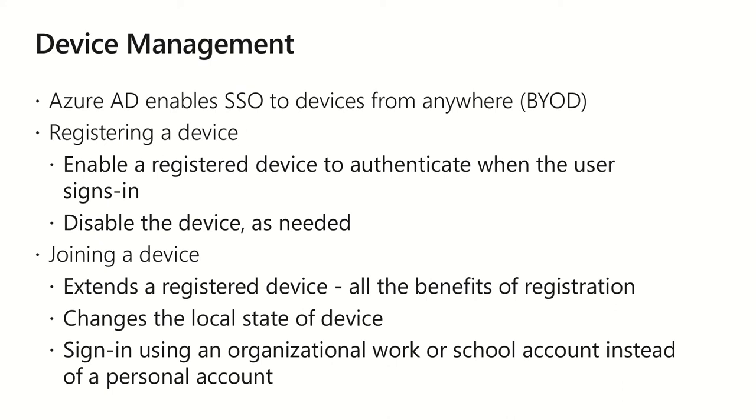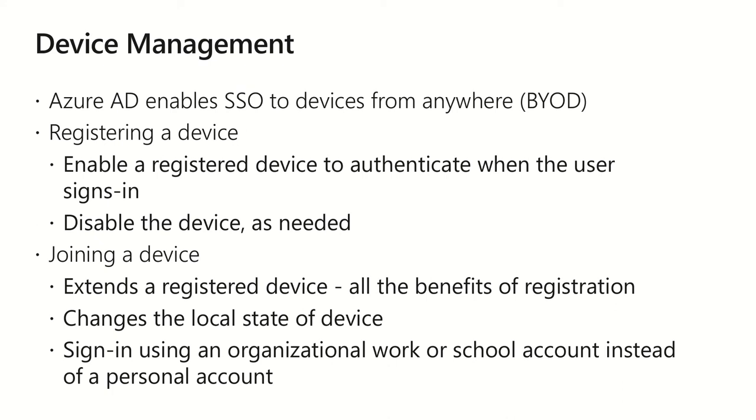To get the devices under the control of Azure AD, you have two options. One is to register a device. Another one is to join a device. Registering a device to Azure AD enables you to manage a device identity. When the device is registered, Azure AD device registration provides the device with an identity that is used to authenticate the device when a user signs in to your Azure AD. So you can use the identity to enable or disable a device.